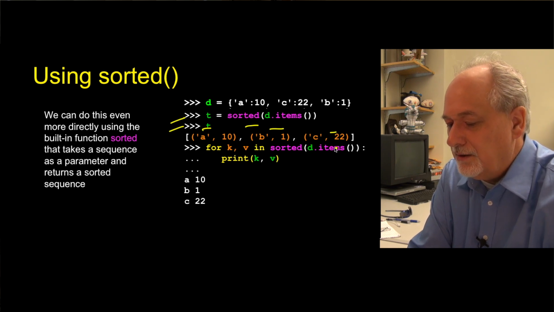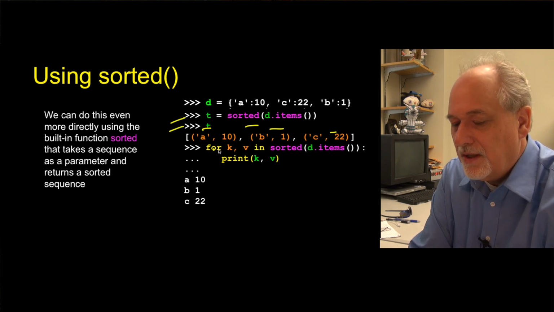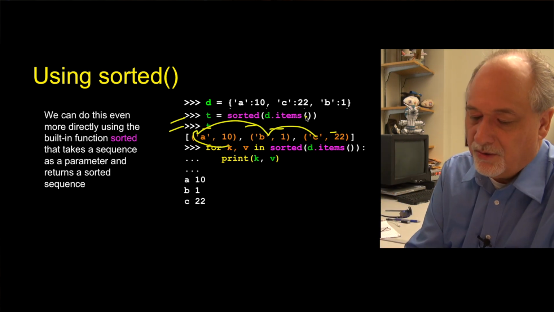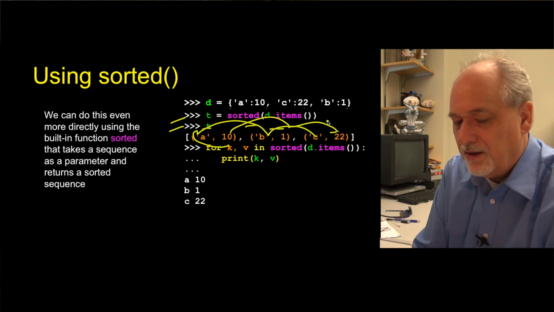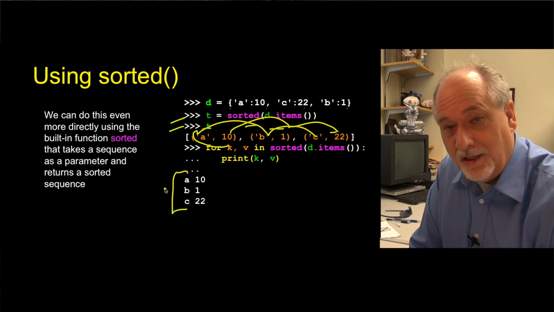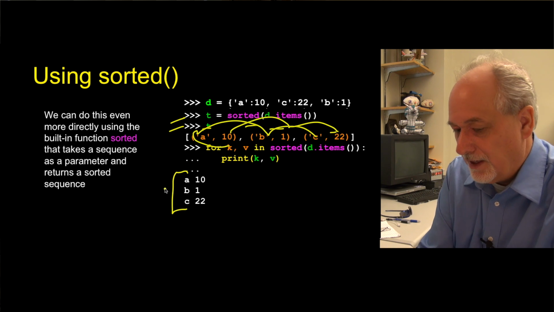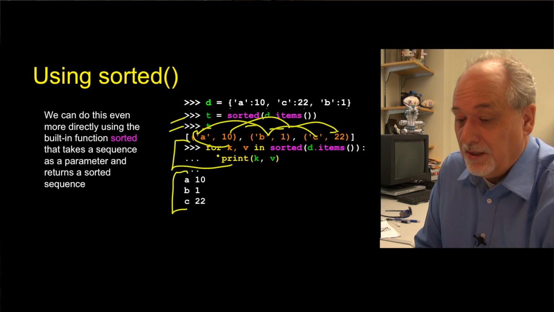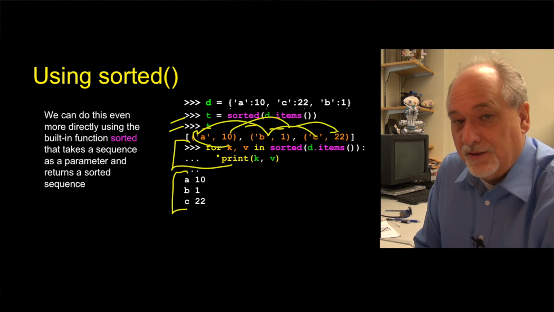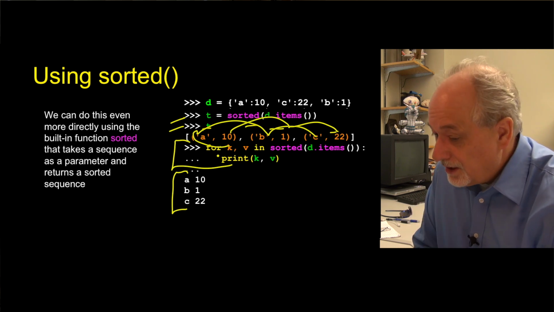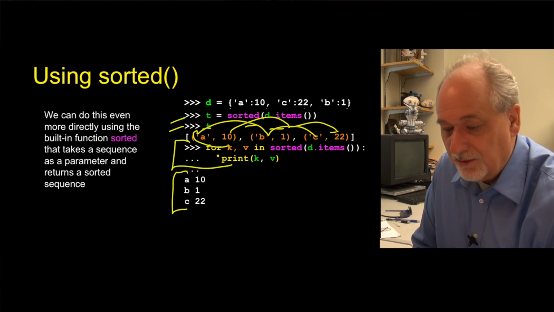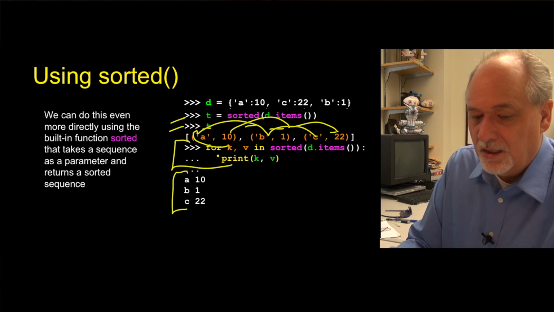So that says go through D items, but before I go through them, please sort them. That means K is going to go through A, B, and C deterministically every single time. And of course, value is going to go through the corresponding values. So now we can print this out nicely, sorted by key. That's a real nice, succinct little way to say that. Again, this is one of the things that people really like about Python: you can do pretty powerful things with easy to understand code. You might have seen this for the first time, but eventually you'll look at that and say, oh yeah, I see exactly what that's doing. Easy, not hard at all.